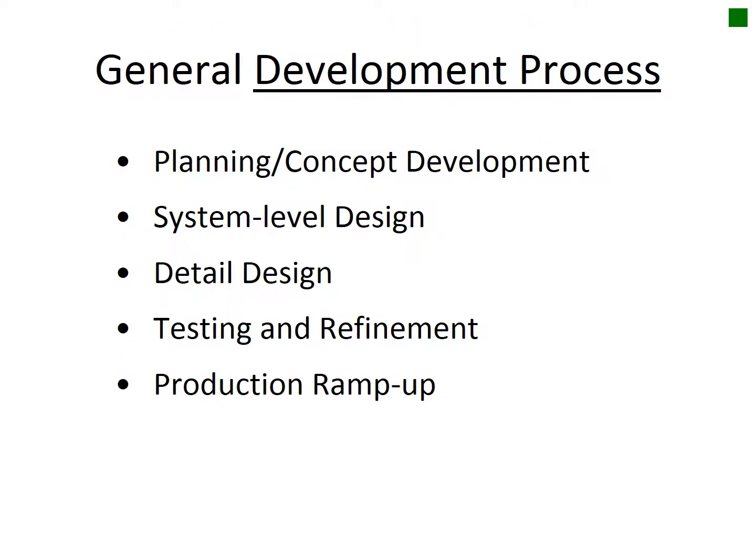Okay, so the development process then, in the development stage, when we're thinking about what development is, from the physical development of the product, we think of it as being defined as having 5 steps. The planning part, system level design, detailed product design, testing, and then production ramp up.